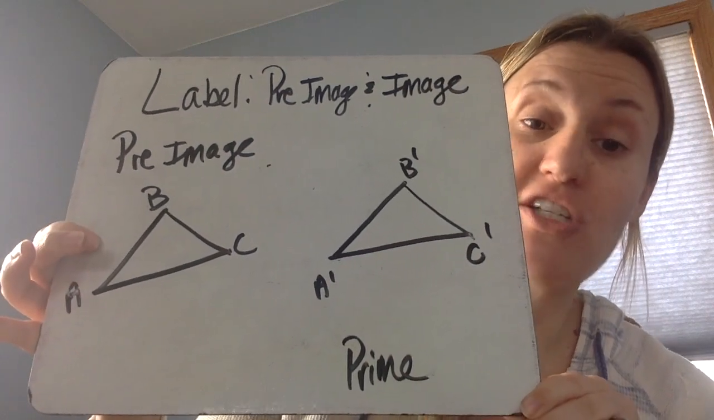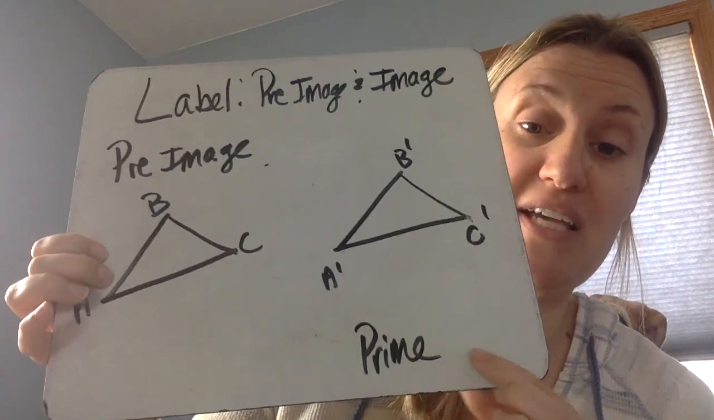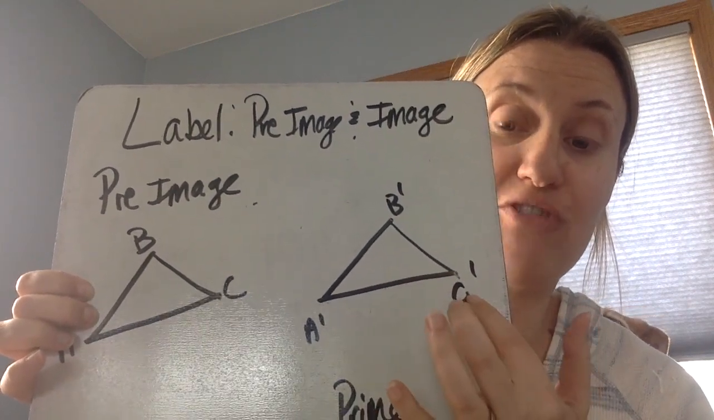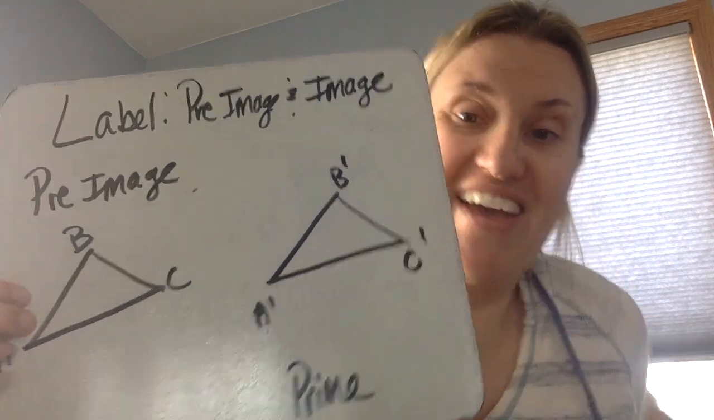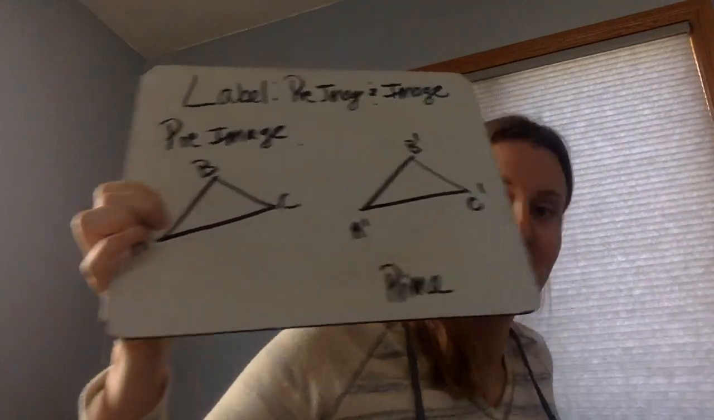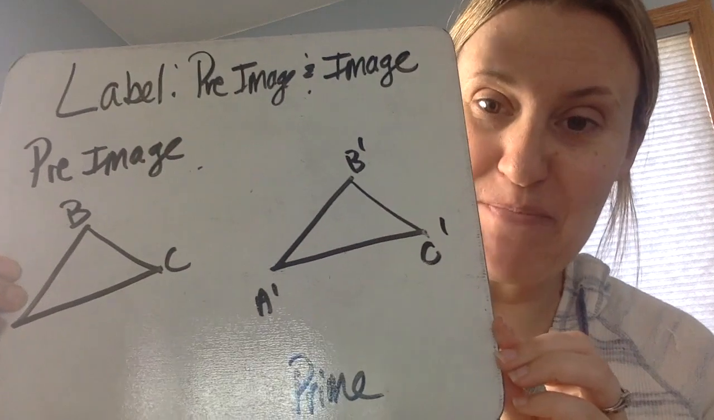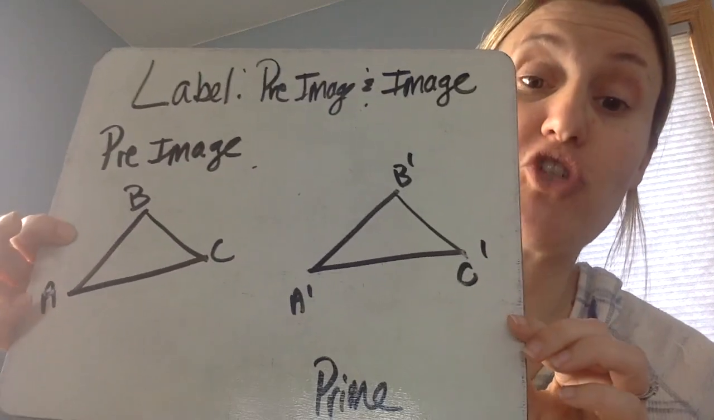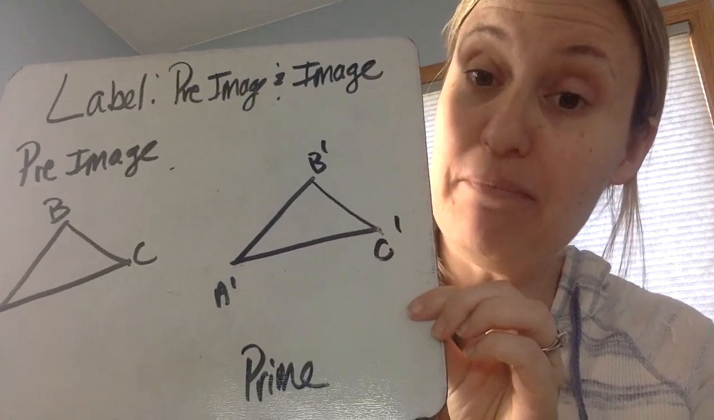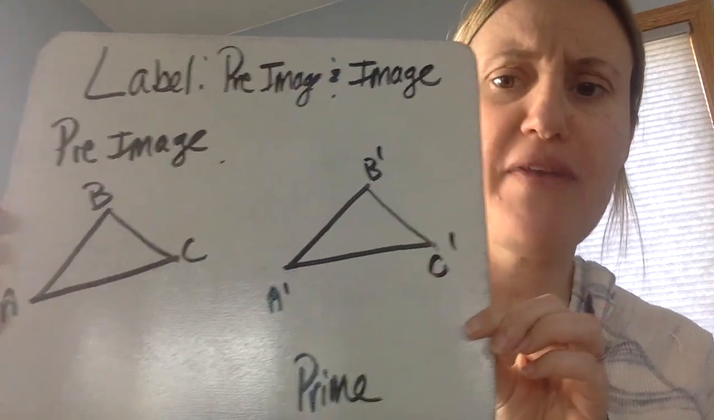Your image, so how I know the difference is I'm going to use what we call primes, which are these little apostrophes after the letter. So this is read A prime, B prime, and C prime. Okay, so the pre-image is triangle ABC, and the image is triangle A prime, B prime, C prime. We'll talk more about that in later videos.